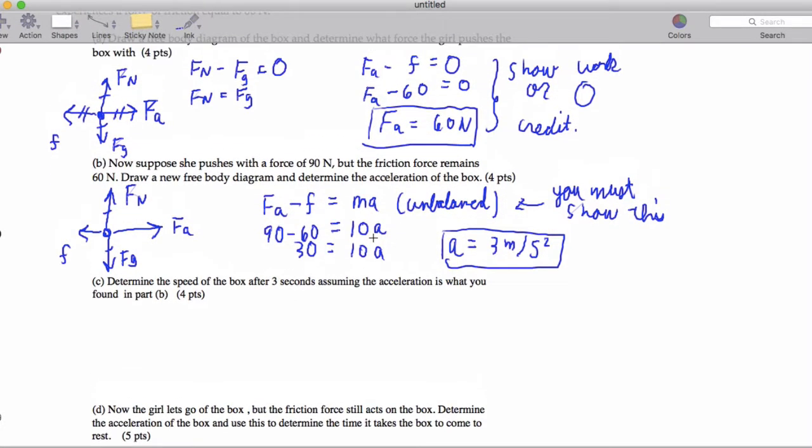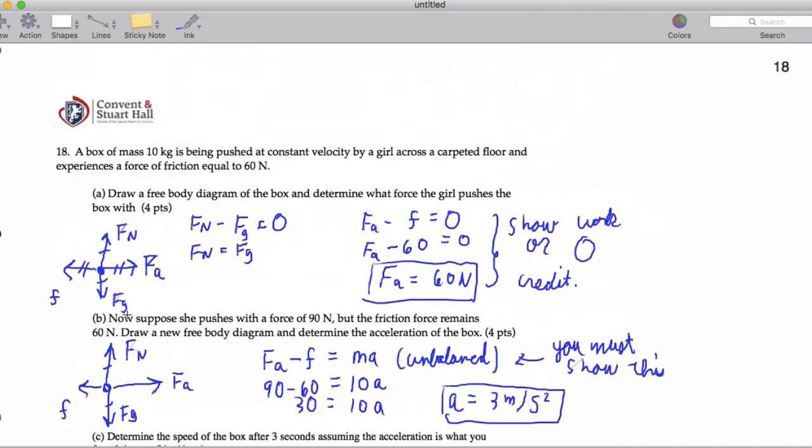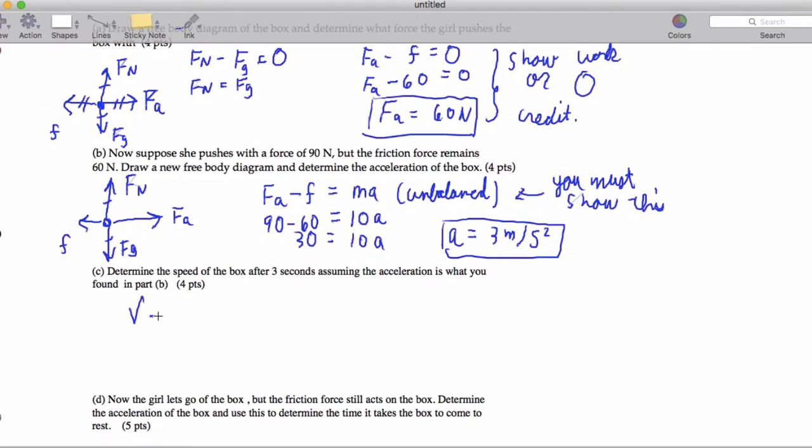Next, we wanted to determine the speed of the box after 3 seconds, assuming the acceleration is what we found in part B. So we're going to assume that it starts from rest. Okay, so v equals at plus u. V equals 3 from part B times the 3 seconds plus 0, which is 9 meters per second.